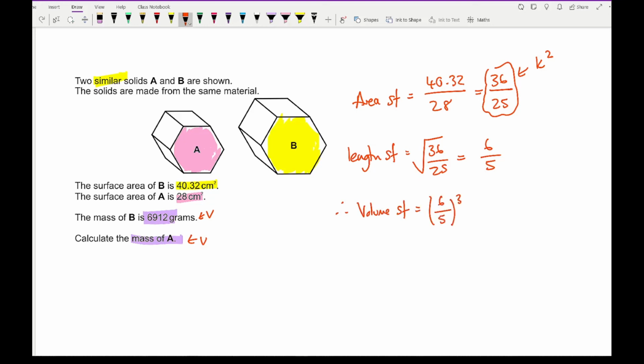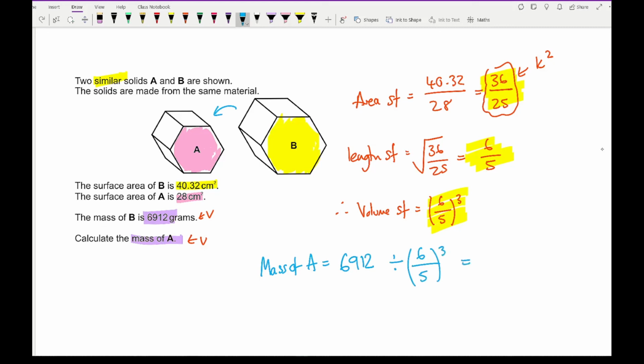So for this particular question, I've actually had to work out all three of those scale factors, in which I shouldn't have really highlighted that one. Get a better highlighter. So there's my area scale factor, there's my length scale factor, and this is my volume scale factor. Now again, I'm going to leave that volume scale factor as a fraction. So looking at this, I'm going from small to big. So the mass of A is going to be the mass of B, which is 6912, divided by, because I'm going from big to small, and it's going to be 6 over 5 cubed.